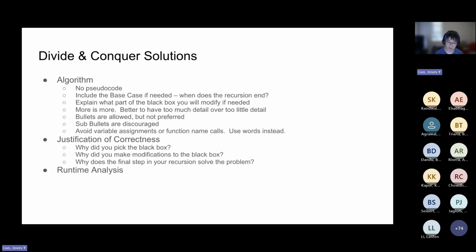You have to tell us any modifications you make and how that affects runtime. It could have no effect. It could have some effect. It depends. So you just have to make it clear.